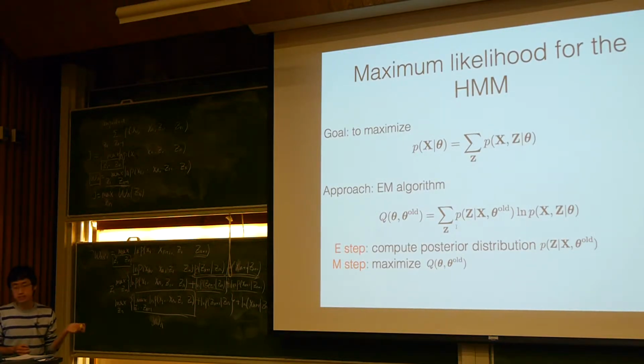One simple solution is to use maximum likelihood. We maximize the likelihood over all the parameters, and this is the parameter selection process. So the goal is to optimize this marginal probability.